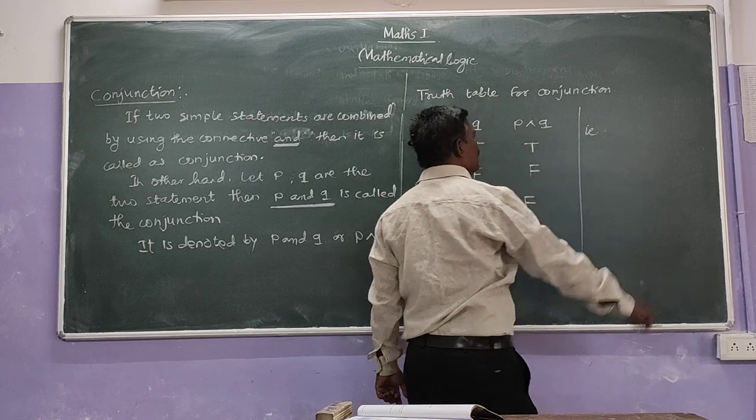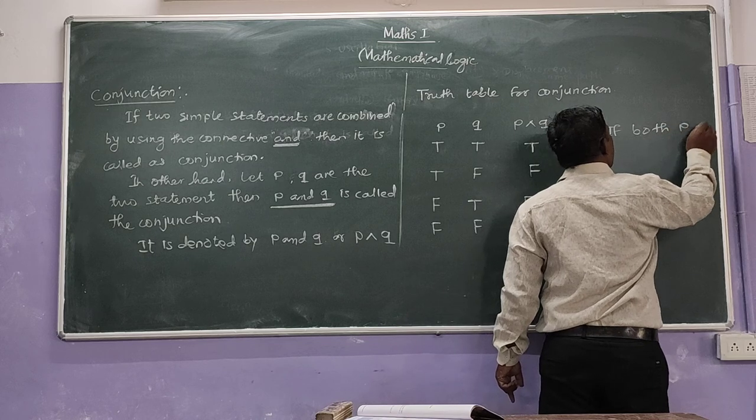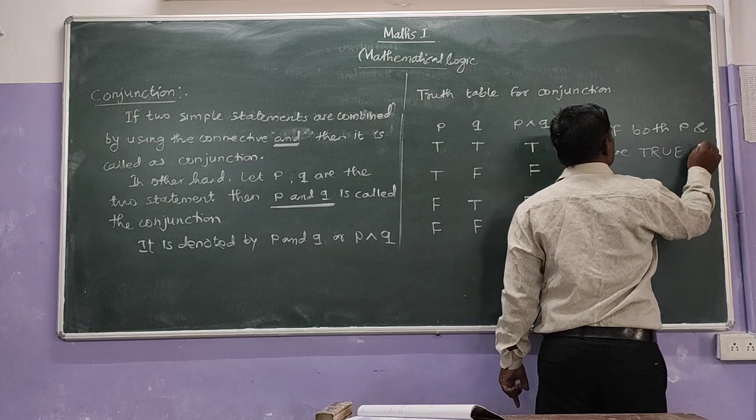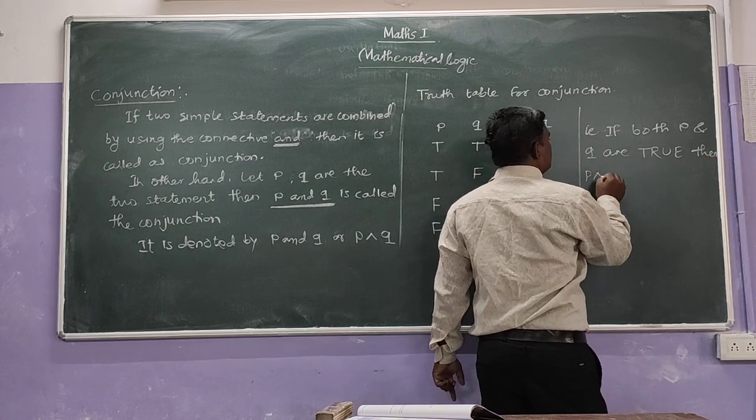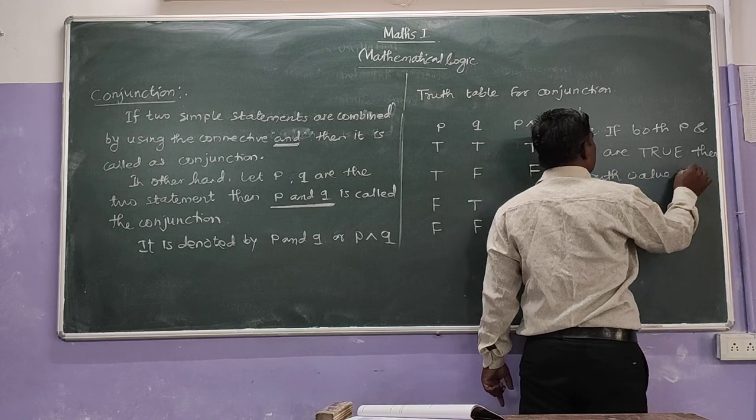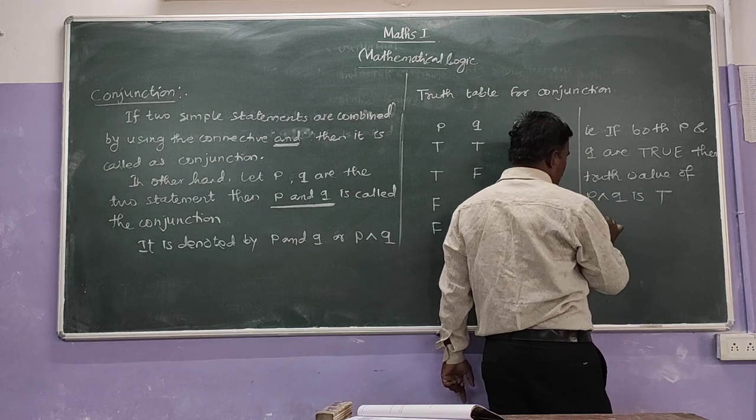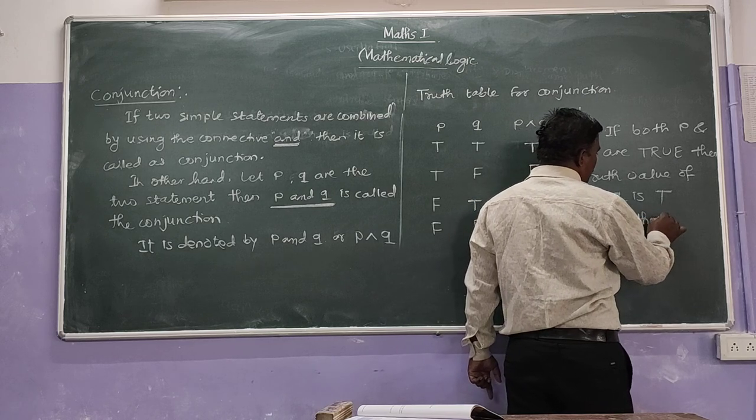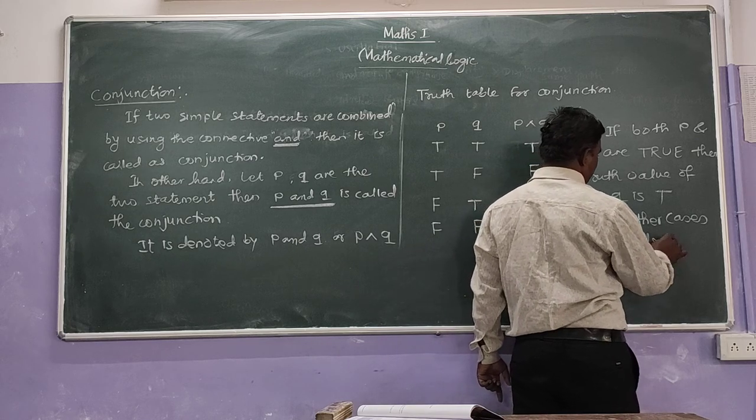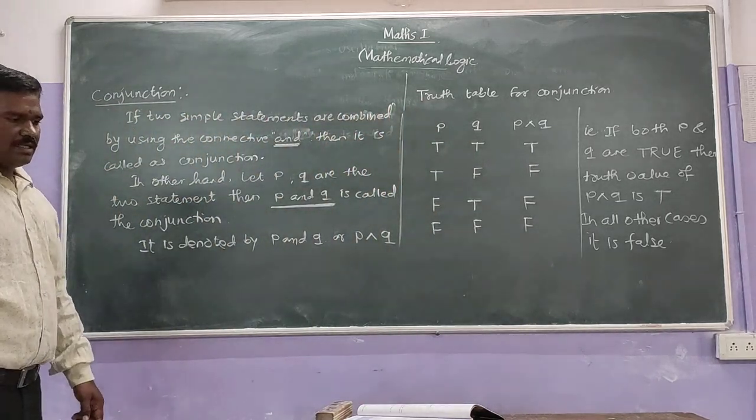That means here, if both P and Q are true, then the truth value of P conjunction Q is true. In all other cases, it is false. Therefore, this is the conjunction.